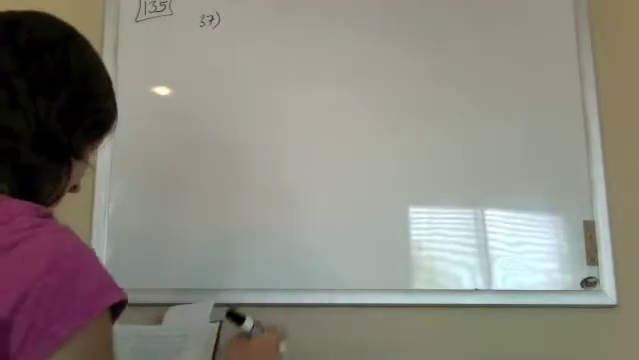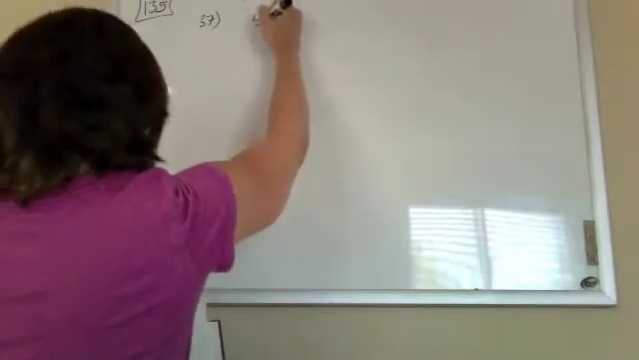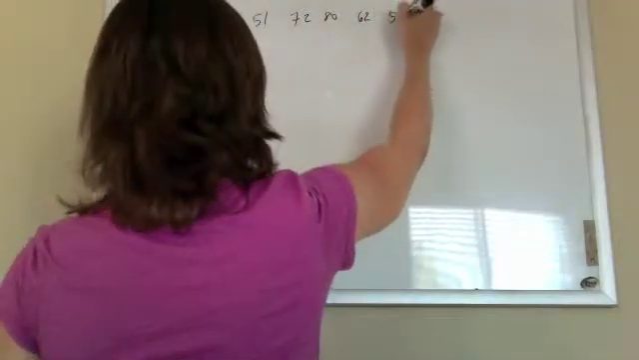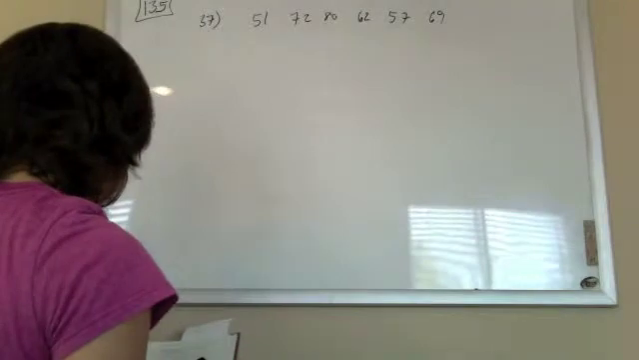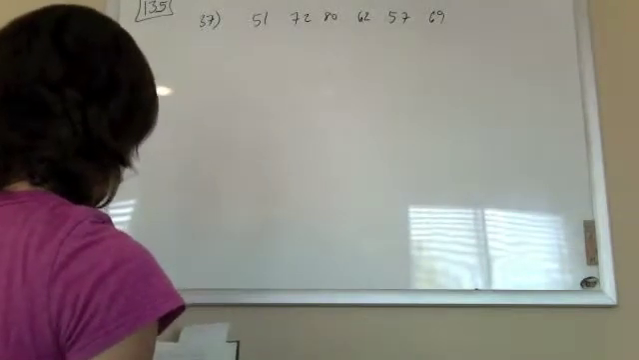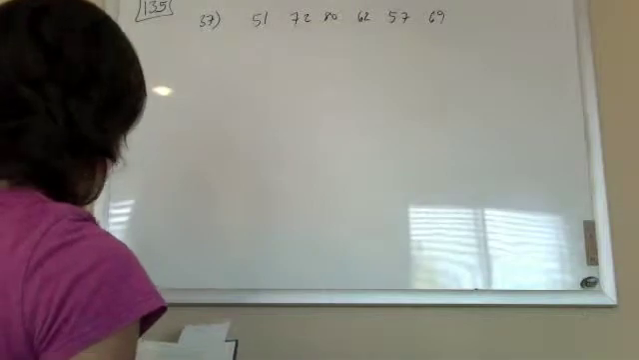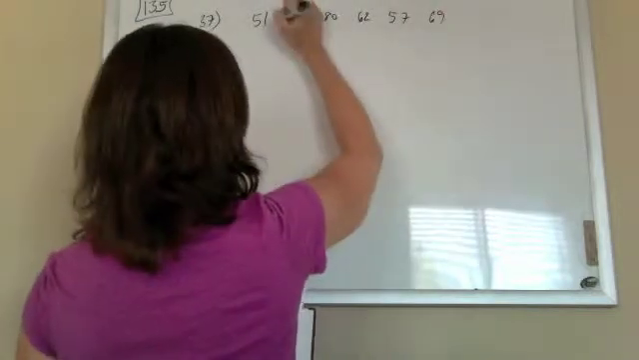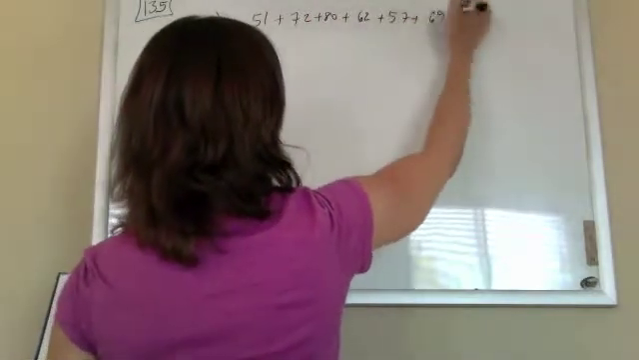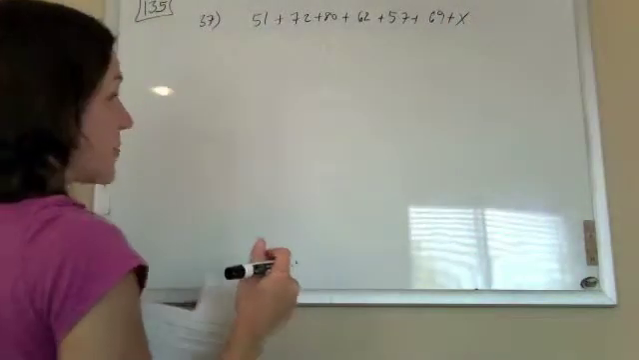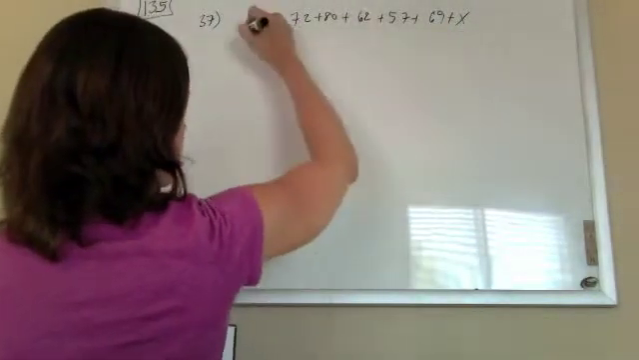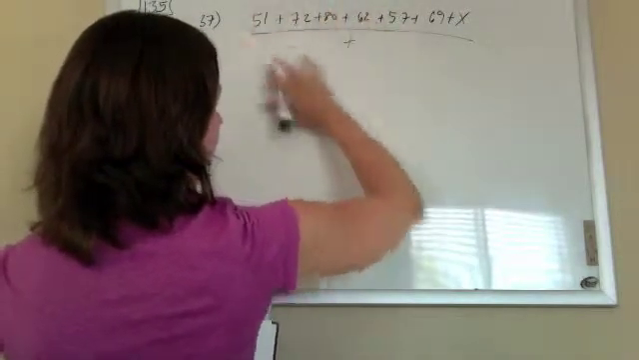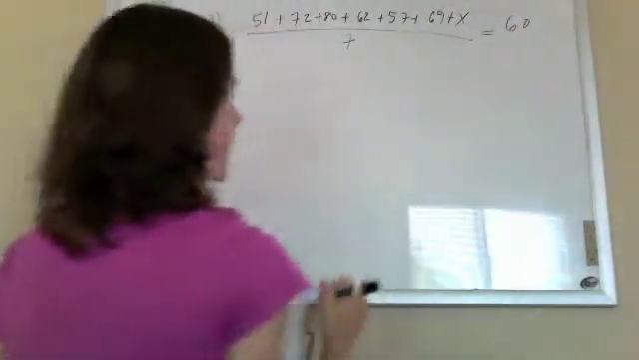So on her first 6 exams, she got 51, 72, 80, 62, 57, and 69. And they want to know what her last score should be to pass the course if she has to average 60. So if I want to take the average, she's got all these scores, add them all up, plus one more score that we'll call X. So if we add up all of her scores, divide it by 7 tests, that's the average, and she wants it to be 60 to pass the class.